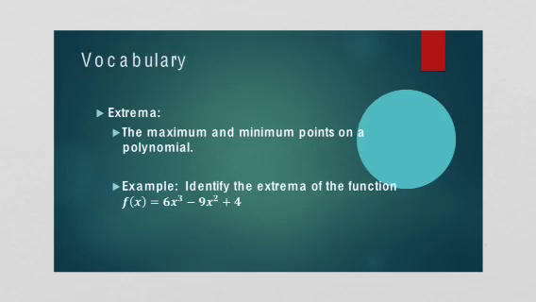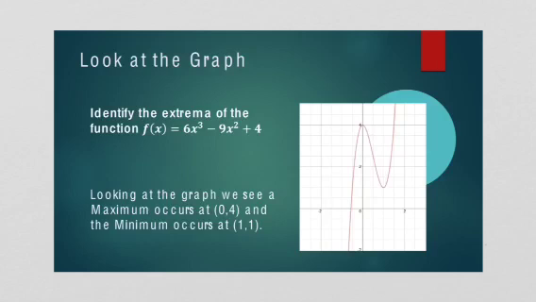Example: identify the extrema of the function x to the third minus 9x squared plus 4. You need to look at the graph. In order to identify the extrema of the function, we look at the graph and we look for the maximum and minimum points. Notice, we can see there's a maximum point there and a minimum point here. So looking at the graph, we see a maximum occurs at (0, 4) and the minimum occurs at (1, 1). And that is how you need to write your answer: maximum at (0, 4), minimum at (1, 1).